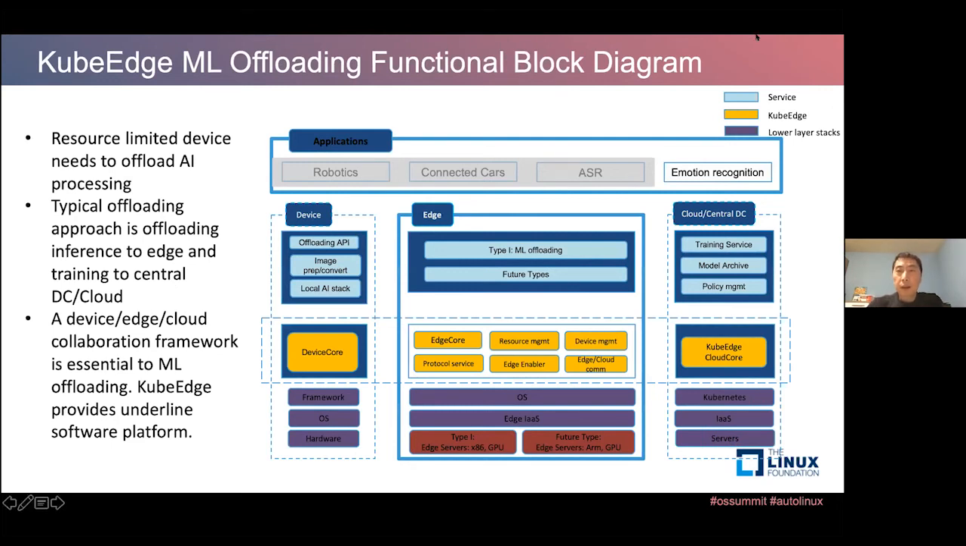Here is the offloading function block diagram. You can see the central column is the edge, and the horizontal one in the middle is KubeEdge. That means in the cloud, we deploy Kubernetes, and in the edge, we deploy KubeEdge. So KubeEdge covers cloud, edge, and devices. The first use case we are going to demonstrate is called emotion recognition.